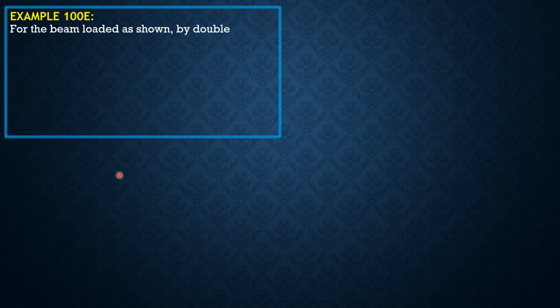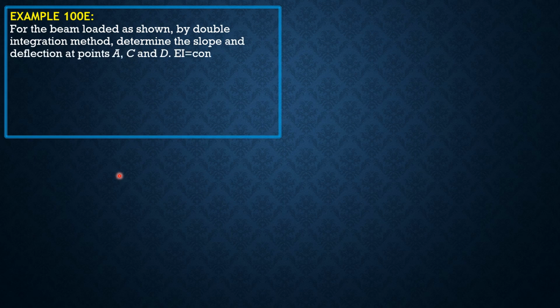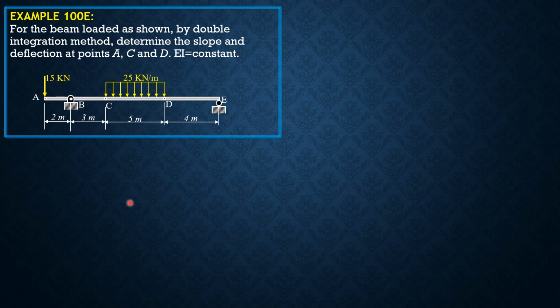For the beam loaded as shown, by the double integration method, determine the slope and deflection at points A, C, and D. EI is constant. So here's the figure. First, let's solve for the reactions at B. The horizontal reaction at B is 0, so only the vertical reaction shall be computed.